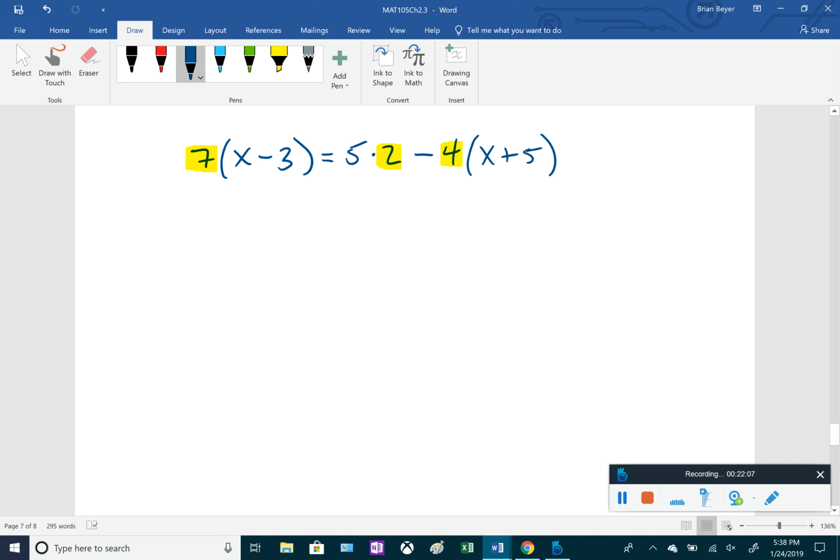Okay, now we just simplify it. On the left-hand side, I'm going to distribute the 7. That's 7x minus 21. On the right-hand side, 5 times 2 is 10. Distribute the negative 4. That's negative 4x minus 20. Combine like terms on the right-hand side. 10 minus 20 is negative 10.